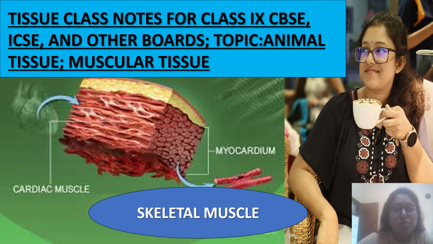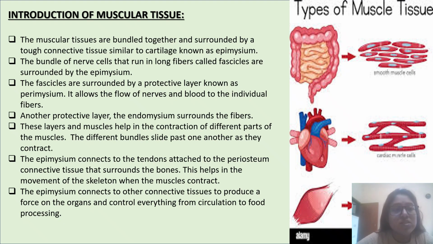Topic: Animal Tissue. Today I will discuss the muscular tissue and the skeletal tissue. What is muscular tissue? The muscular tissue is bundled together and surrounded by a tough connective tissue similar to cartilage, known as epimysium. The bundles of muscle cells that run in long fibers called fascicles are surrounded by the epimysium.